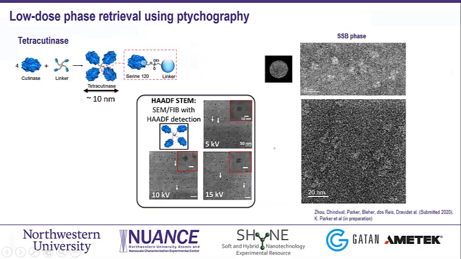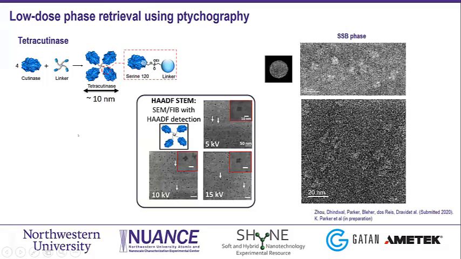Another nice example here that is very recent. This is like fresh out of the oven, basically from last week. This is one nice example from one of the students here, Kelly Parker, who works on these nice macromolecules called tetracutanease. So they're very low molecular weight, actually, in comparison to other structures that we image using cryo-EM. And then she's been working on different strategies to enhance the contrast.